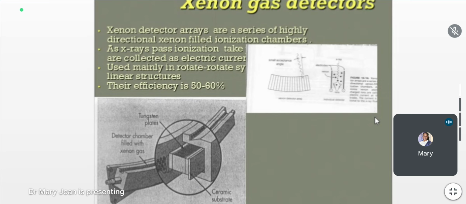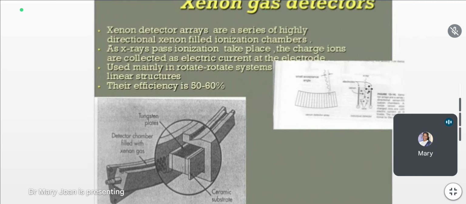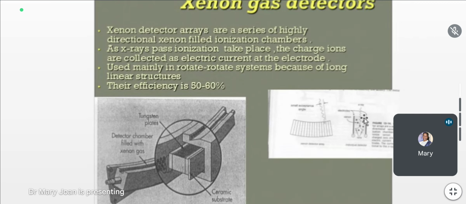Xenon gas detectors: these arrays are a series of highly directional xenon-filled ionization chambers. As X-rays pass, ionization takes place and the charged ions are collected as electric current at the electrodes. They are used mainly in rotate-translate systems because of their long linear structures. Their efficiency is about 50 to 60%, so we can see that they are much less efficient in comparison to the scintillation detectors.